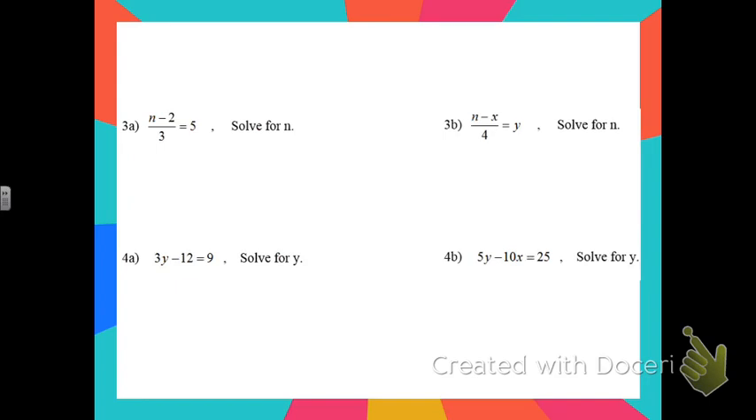I'm going to skip around here a little bit. So again, these over here are traditional solving, so I'm going to let you go ahead and solve those like you would.